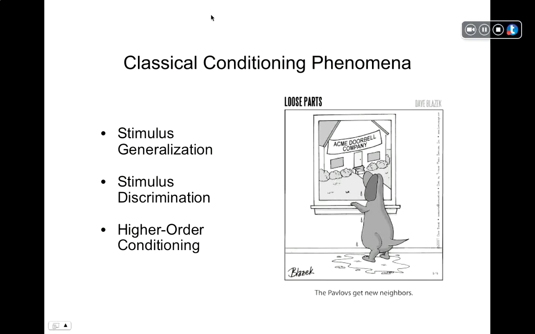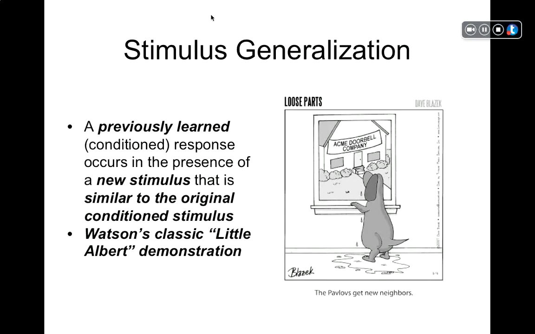So some other classical conditioning phenomena that I want to talk about briefly with you: stimulus generalization, discrimination, and higher order conditioning. So we'll talk about each one of these in turn. And I'll give you a little bit of practice with each of these phenomena. So let's start with stimulus generalization. So textbook definition of stimulus generalization is a previously learned or conditioned response occurs in the presence of a new stimulus that is similar to the original conditioned stimulus.